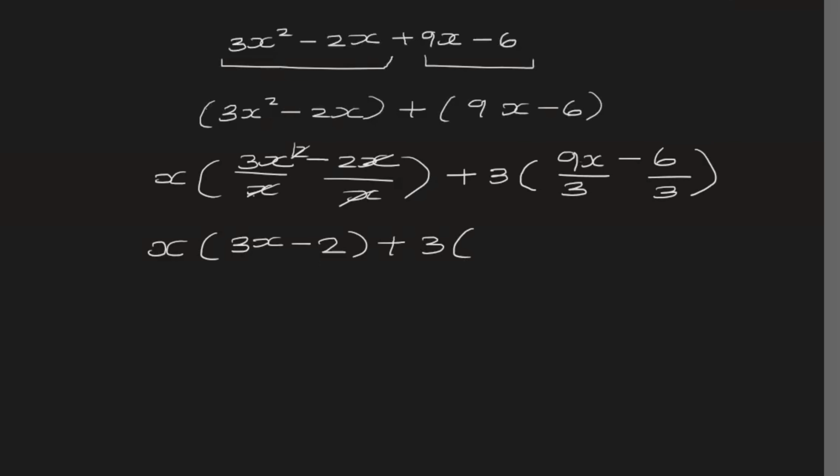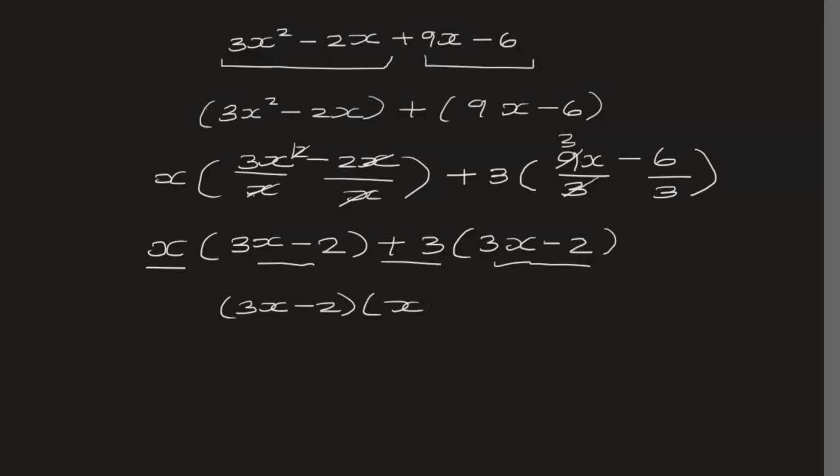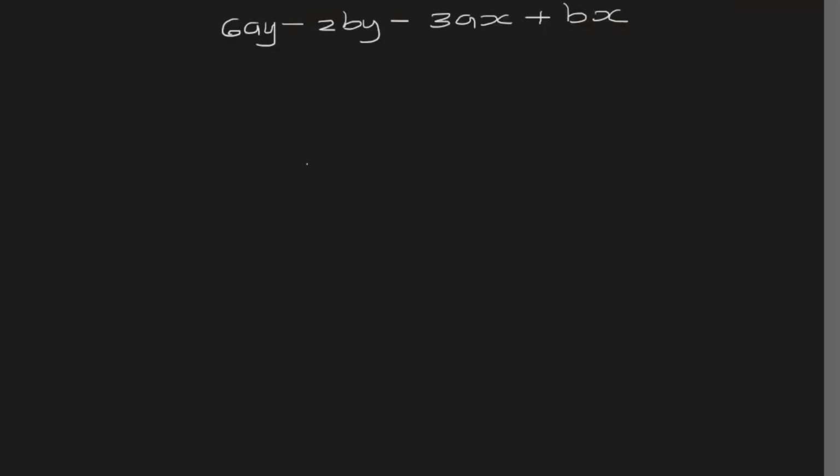So 9 divided by 3, we're going to be left with 3 there. So we're going to have 3x. And then 6 divided by 3 is 2, so minus 2. Now, since these two brackets are the same, you write one of them, 3x minus 2. And then you take x plus 3x, and you put x there plus 3x. That is answer 10.